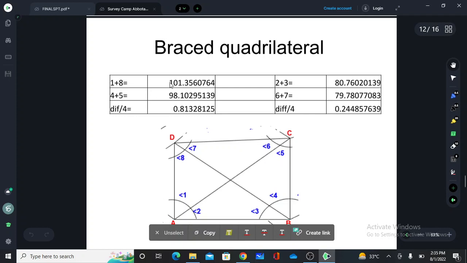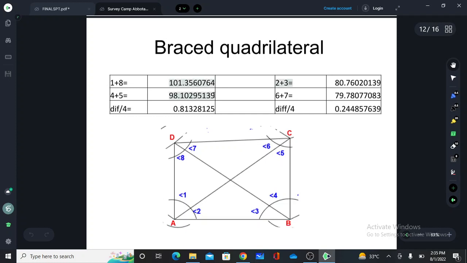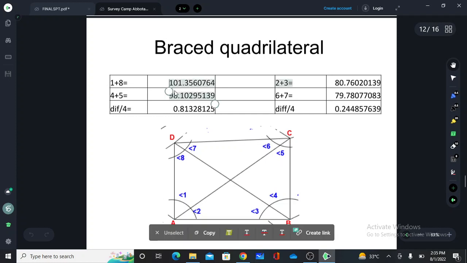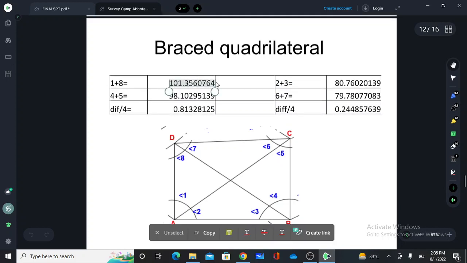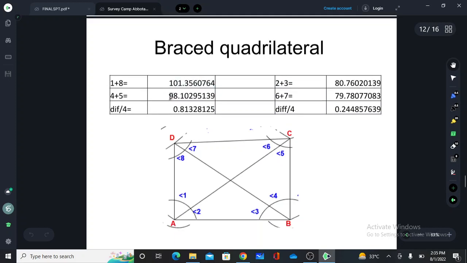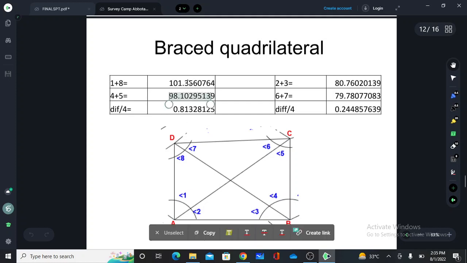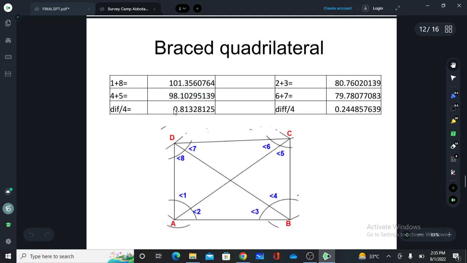So what we will do is subtract these two values, 101.3 and the other, subtract this value from this value. Then divide the difference by 4. So 0.813 is the difference that we have to adjust. Now how do we adjust it?